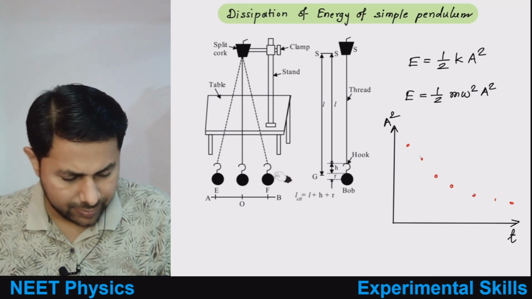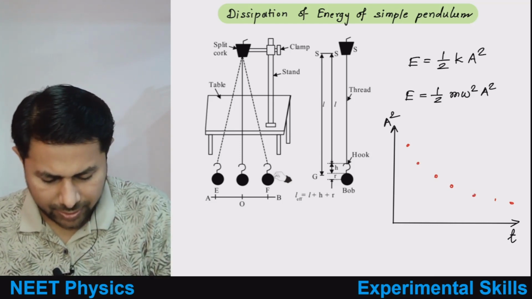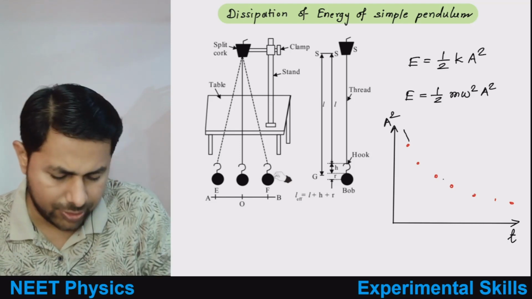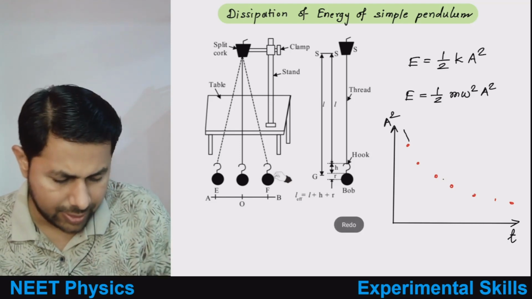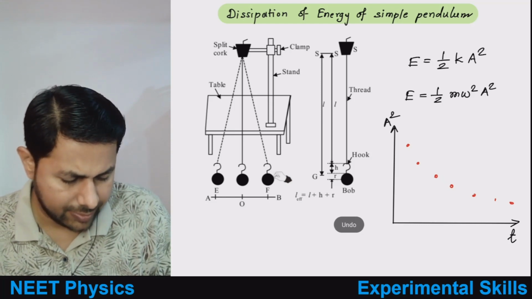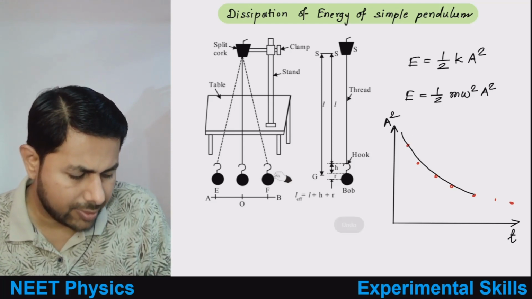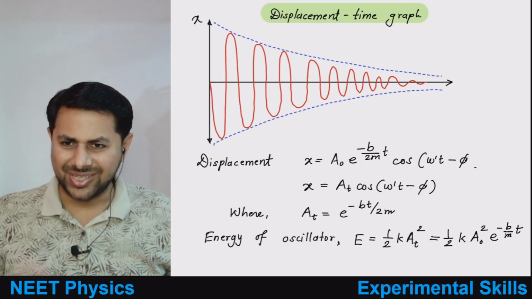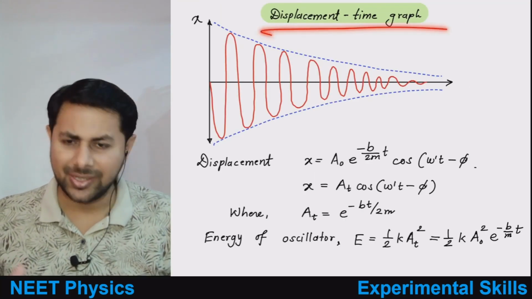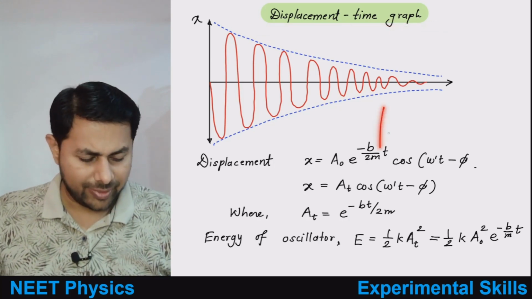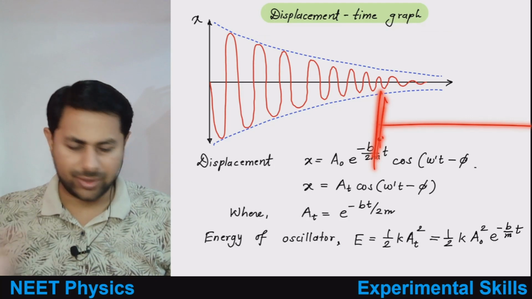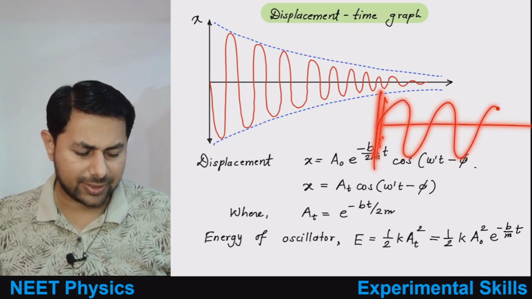Okay, so it's known as an exponential decay. So if you join these points, you will see this kind of a curve, right? Generally, if you plot displacement versus time graph of a simple pendulum, if there is no dissipation of energy, no loss of energy, the graph will go like this.